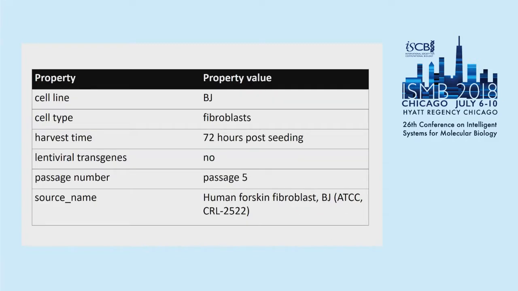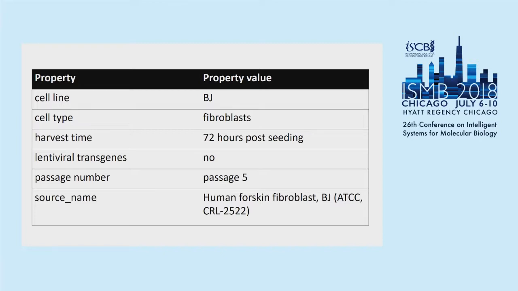And there is one aspect of structure that is imposed on data submitters, and that's that a submitter must encode their metadata as a set of key-value pairs, where a key describes a property and the value describes the property value. So here's a set of key-value pairs from a sample in the SRA. For example, the property cell type has the value fibroblasts.